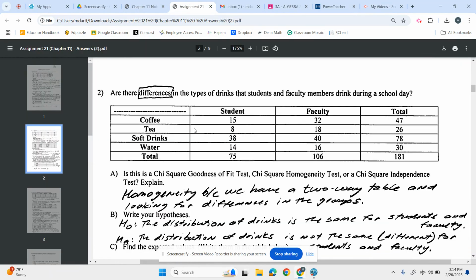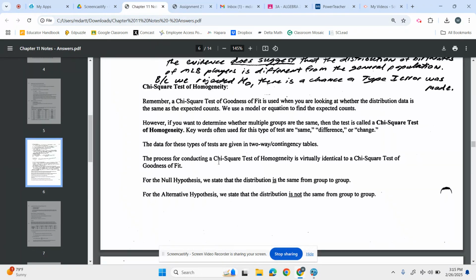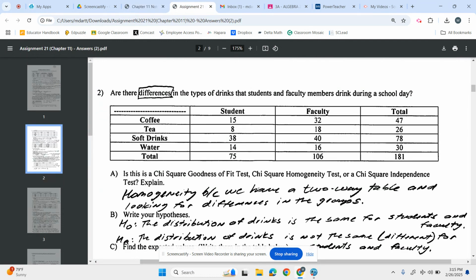All right, now number 2. Now this one actually says the word differences. And notice I have a two-way table. That's different from the first question. The first question did not have a two-way table. This has a two-way table, and it says differences. Now, if you have a two-way or contingency table, and you see words like same, difference, change, that's an indicator that it's going to be a homogeneity test. So this would be a homogeneity test because we have a two-way table and we're looking for differences.